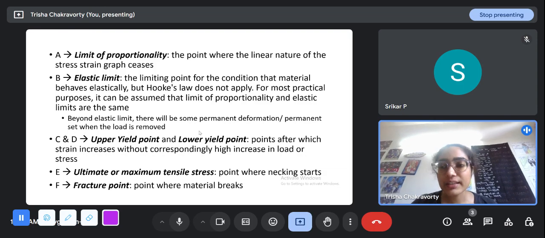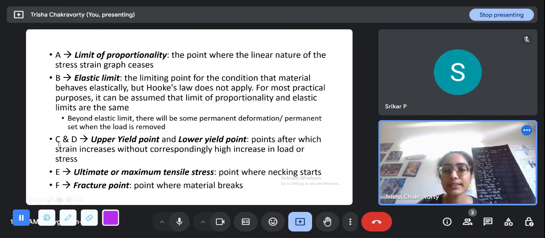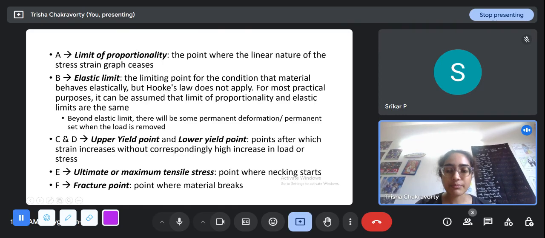So for defining the grade of steel, the points C, D, and E are most important. C and D correspond to the Fy, and E corresponds to Fu.